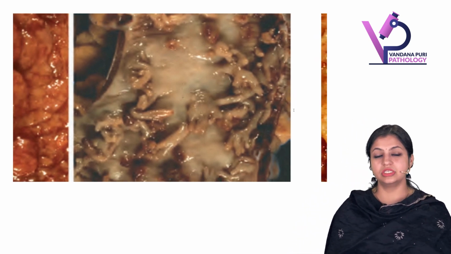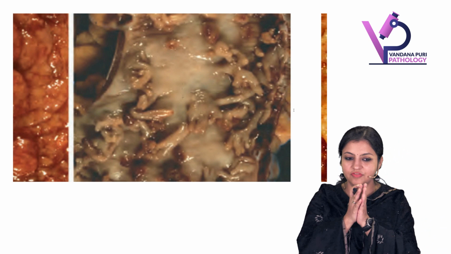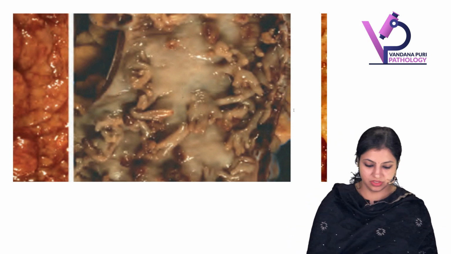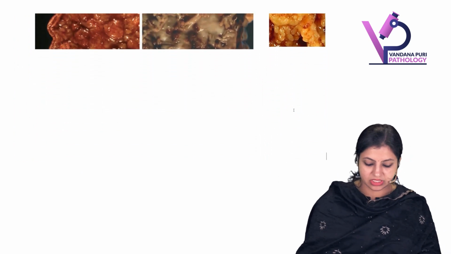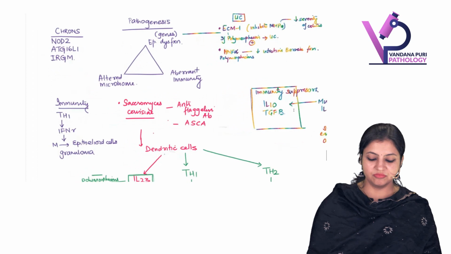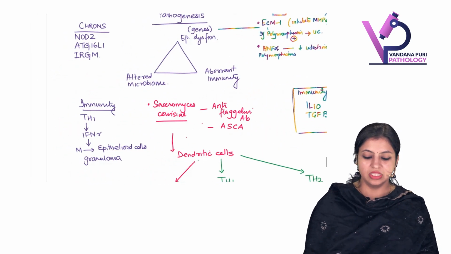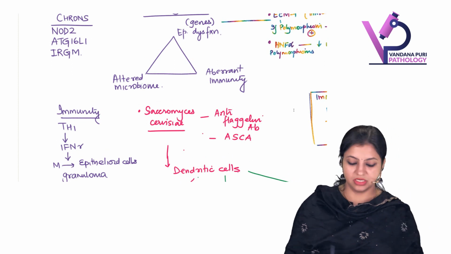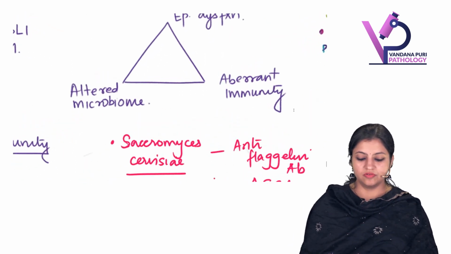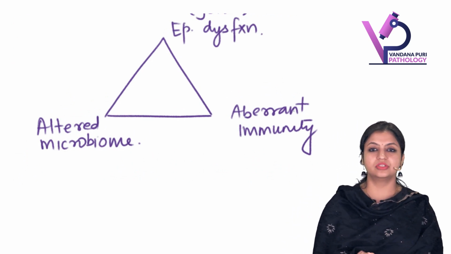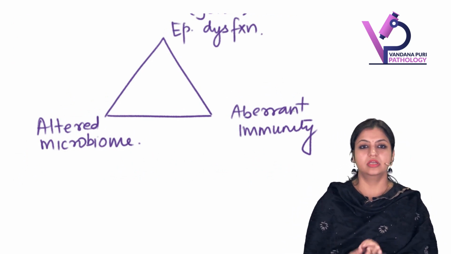Apart from that, now let's go to the pathogenesis, which we had to study. Everybody should be clear with the difference between cobblestoning and pseudopolyps. Now, to understand the pathogenesis, it's a very simple pathogenesis. If you remember that any IBD is a triad. So what is a triad? What are the three major components of inflammatory bowel disease?